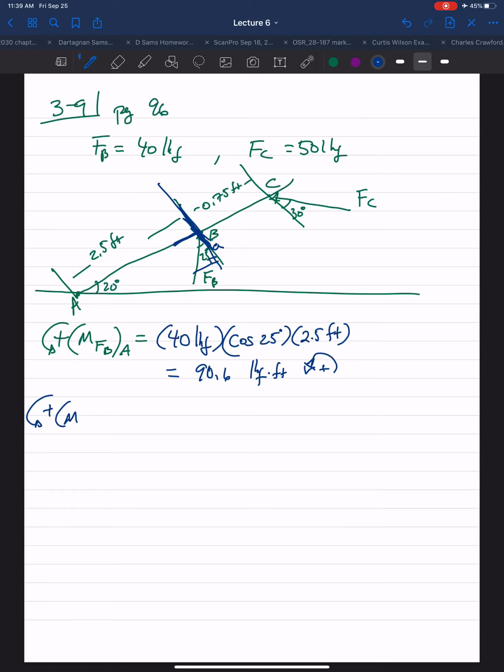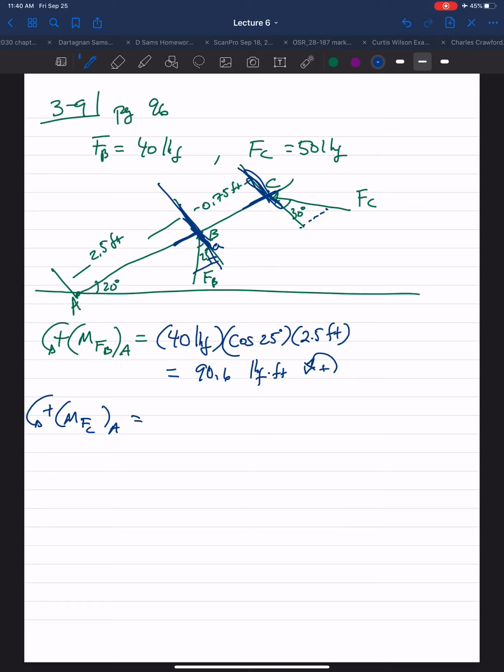The moment FC causes about point A. Once again, FC is at an angle. If we take the horizontal component of FC, it goes through point A. Therefore, there is no perpendicular distance between the line of action of the horizontal component of FC and point A. If we take the vertical component, then there is a perpendicular distance between the line of action of the vertical component of FC and point A. So we can work with the vertical component.